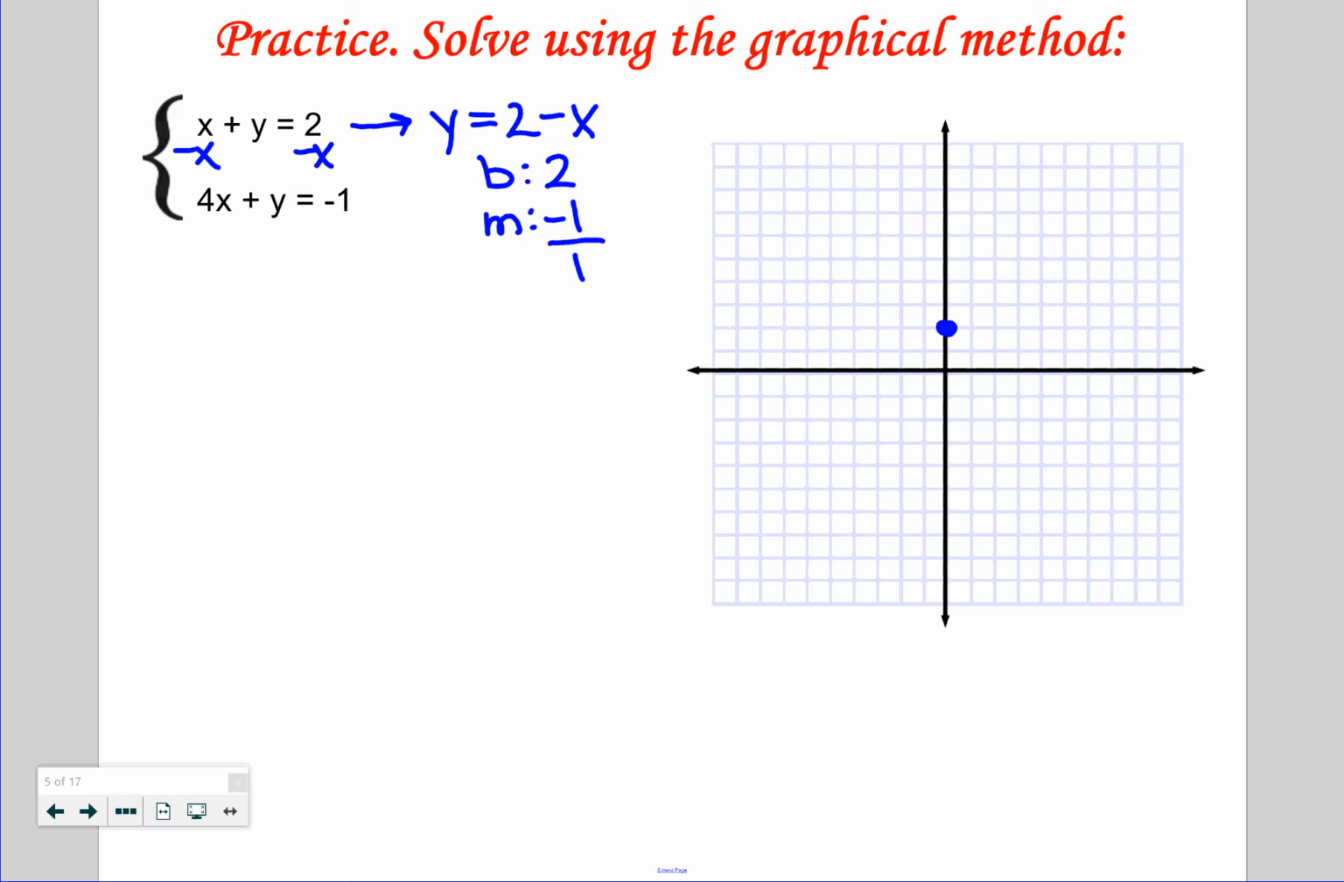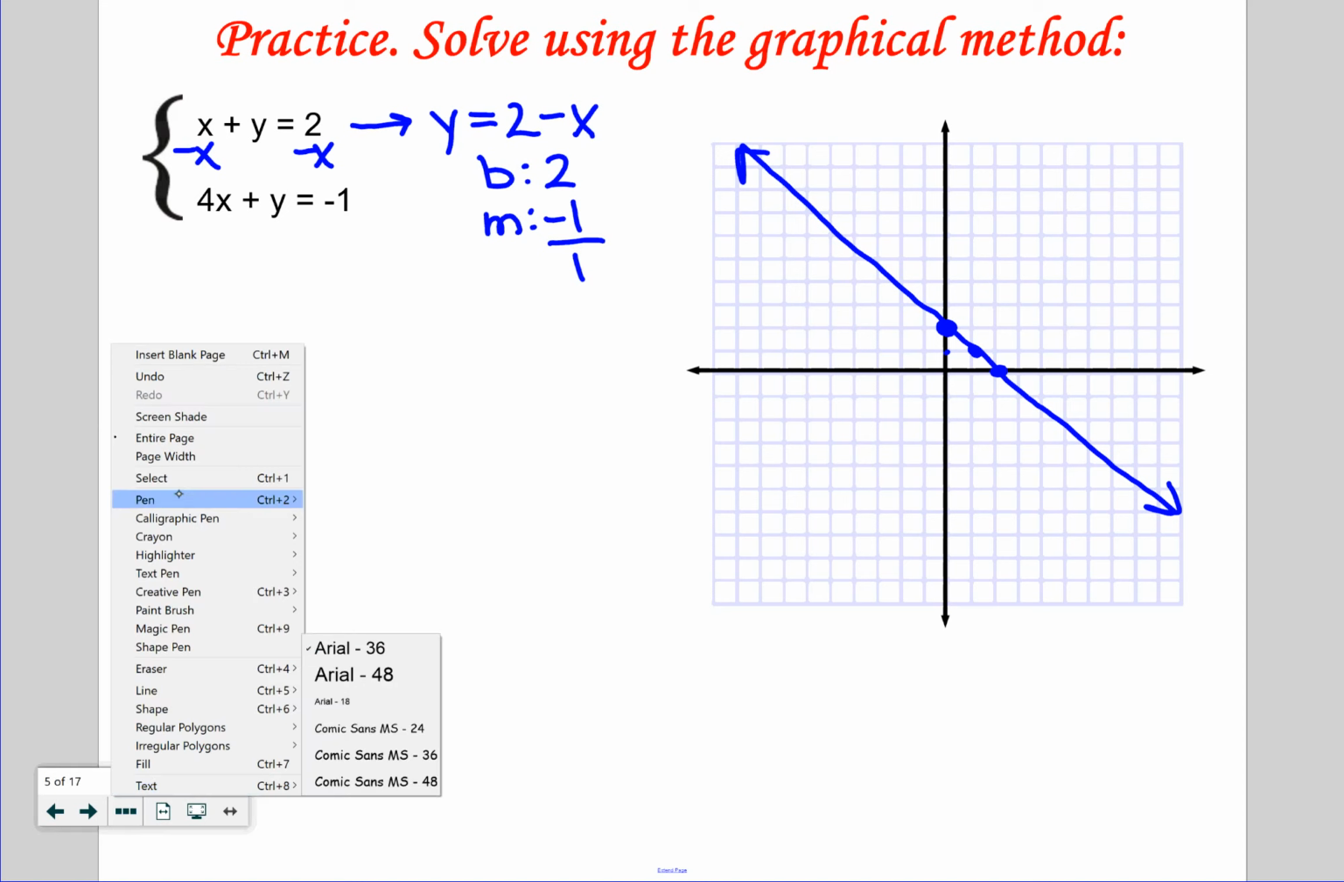Make a point at 2 on my y-axis. From there, I'm going to go down 1, right 1 a few times. And there is our first line. When you're drawing these, you want to keep that line as straight as possible. You can use a ruler, a straight edge, whatever works for you.